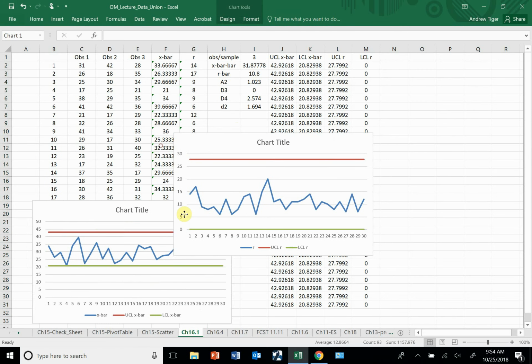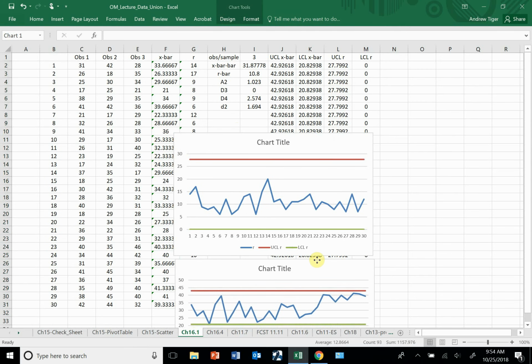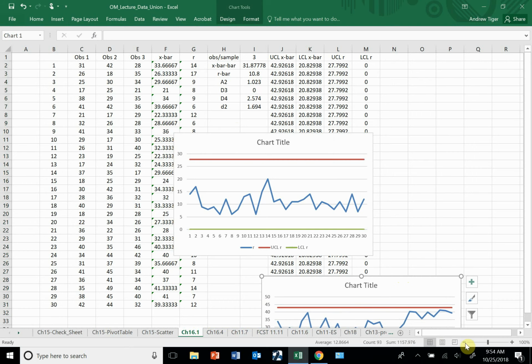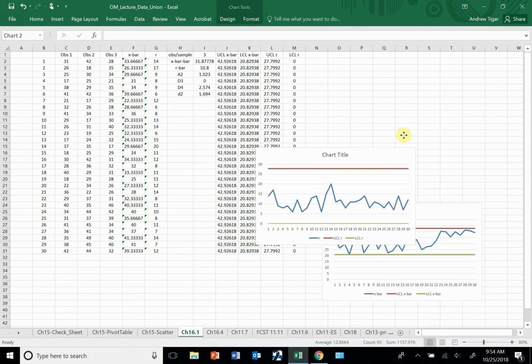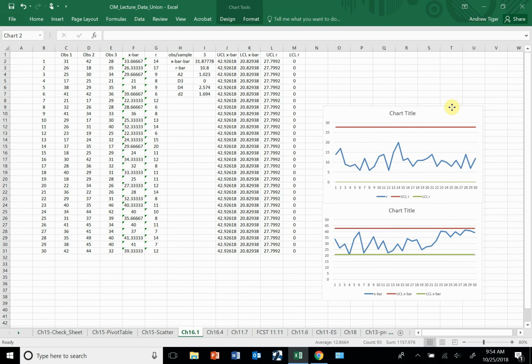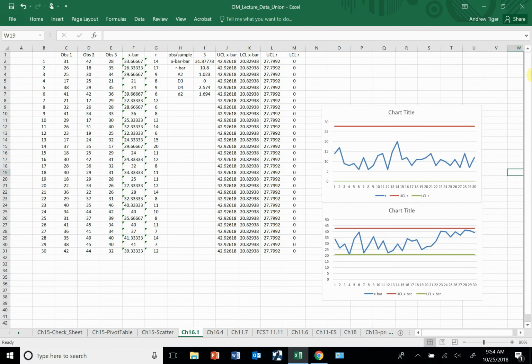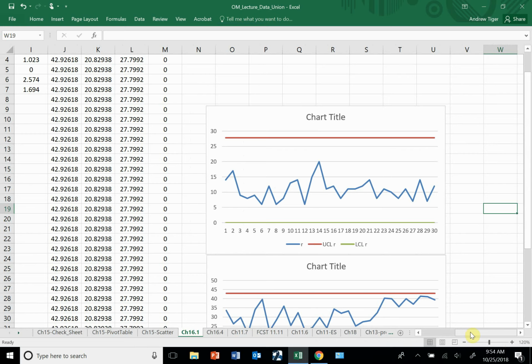Usually what we wind up doing is putting these right below each other. There's my X bar. Here's my R. We like to stack them on top of each other so we can see them on the same time slice. And there's your process, and we can see right now that the process is in control. We're not outside the control limits on the X bar or the R chart. So once the process is in control, now we can start determining if the process is capable.